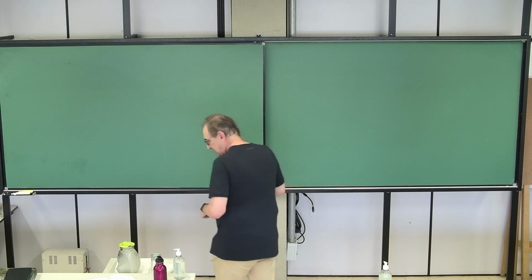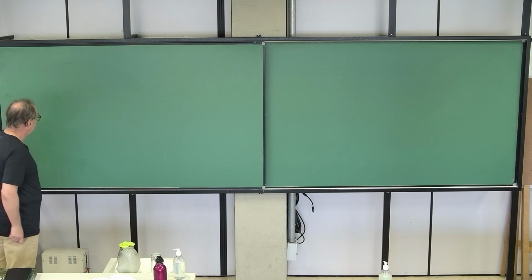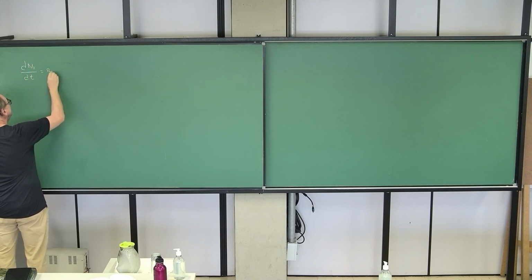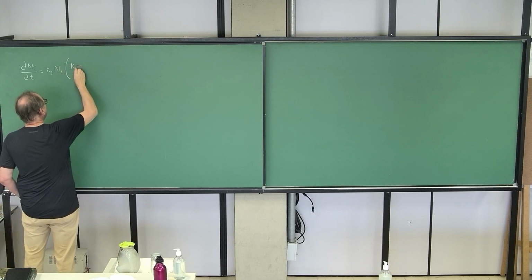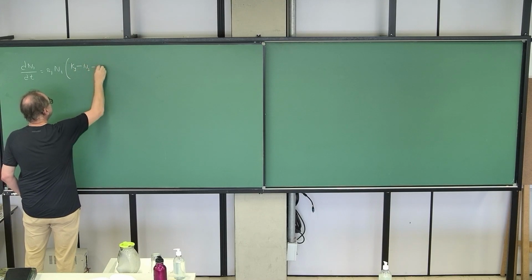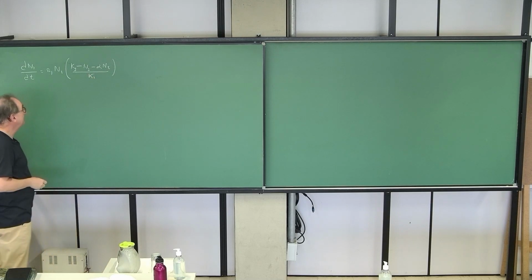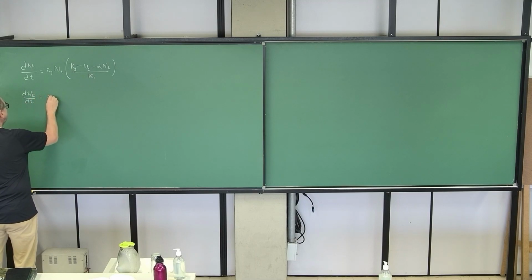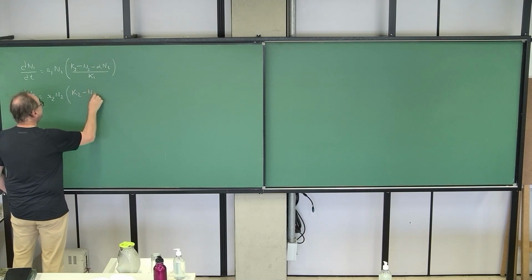So let me just review what we had done before. So we had species 1, some equation which was dN1/dt = N1 (K1 - N1 - alpha N2)/K1, and dN2/dt, something similar.